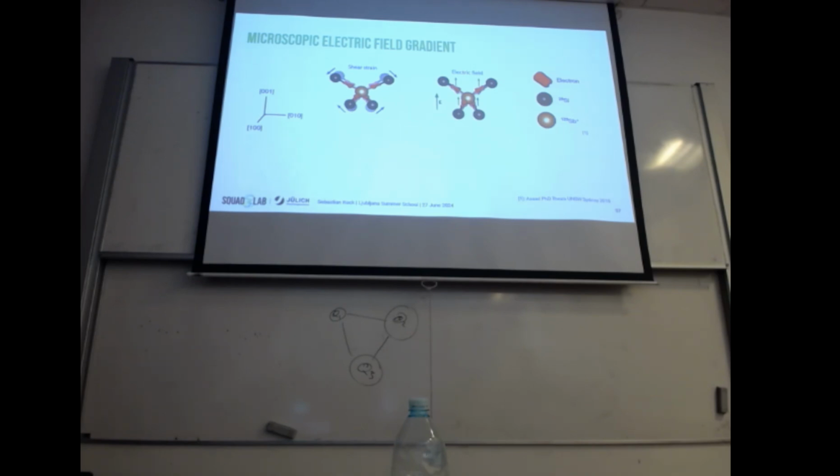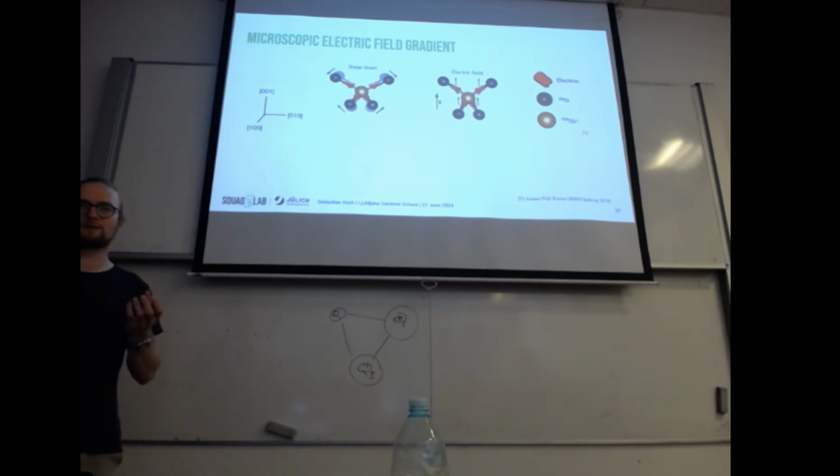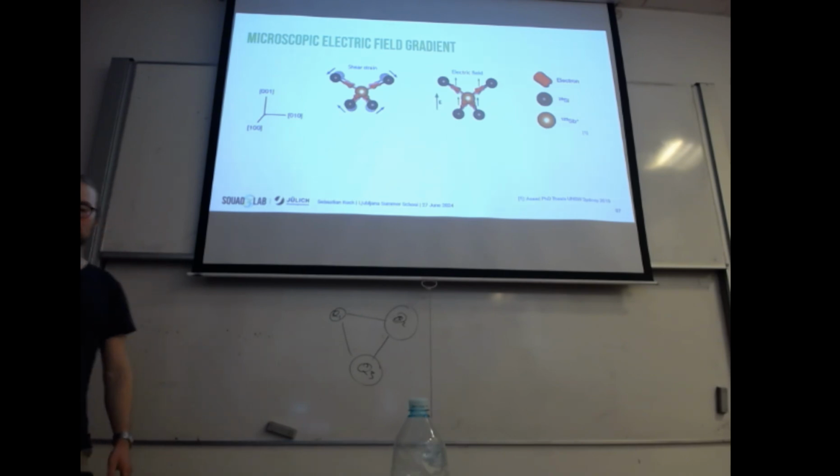We have to look into the microscopics of this. So we have the silicon lattice around here. This is an antimony donor, but the symmetry is the same for a few other donors in the silicon lattice. You can either apply shear strain or an electric field, and in both of those cases, you will distort those bonds and create a local electric field gradient.